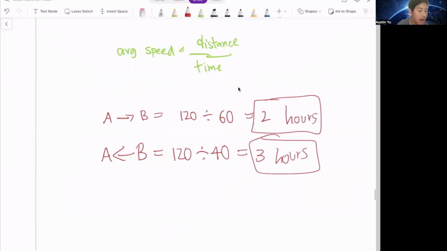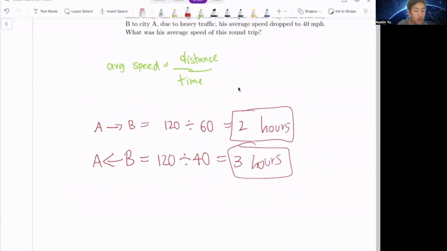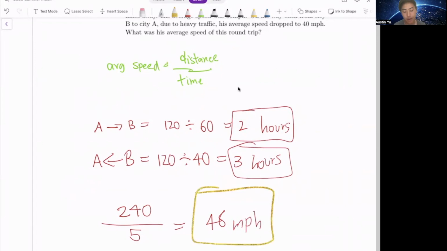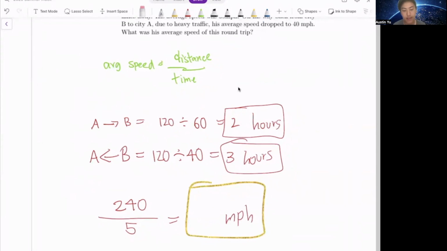And then it's asking us the average speed of the whole trip. Well, the total distance for the whole trip was 240, since 120 times 2 is 240, divided by 5, because that's his total travel time, 5 hours, and that gives us 48 miles per hour for his total trip average speed. So 48 is his average speed.